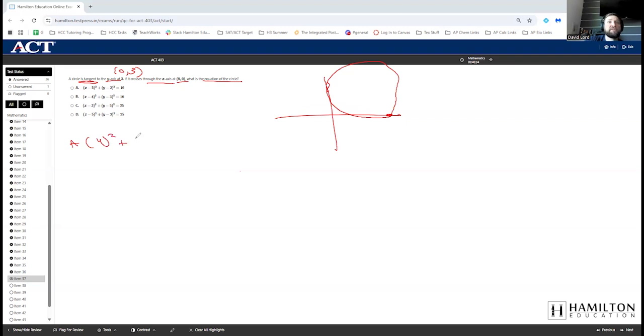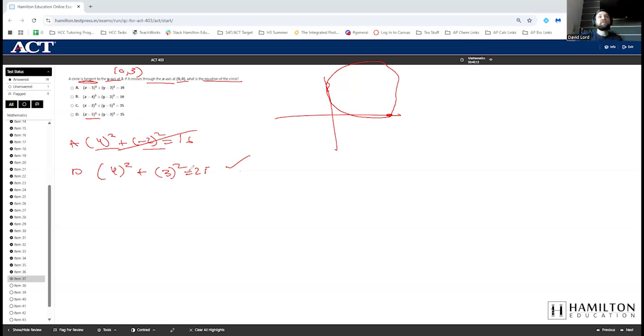Then 0 minus 2 is -2 squared. Does that equal 16? Right away, it does not. By the way, I'm going to go straight to D because D has the x minus 5. So that's going to be 4 squared plus 3 squared is equal to 25. That does work.